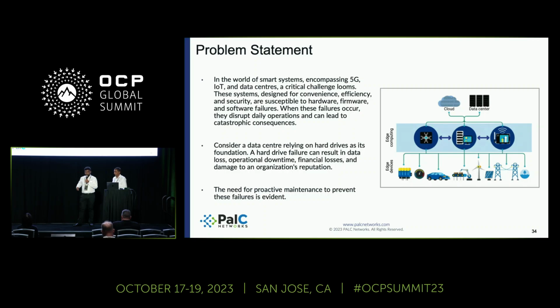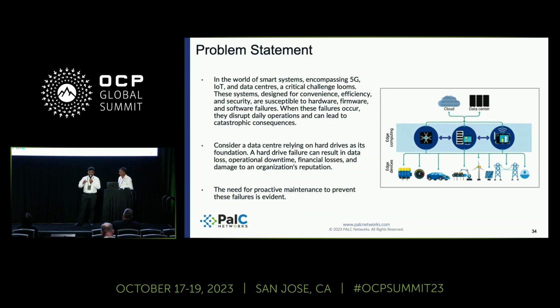So what we thought is we can come up with a platform which can identify or predict even before the problem has happened. If we can predict the problem and provide a solution, it will be useful both for the manufacturers and also for the user to mitigate the problem.